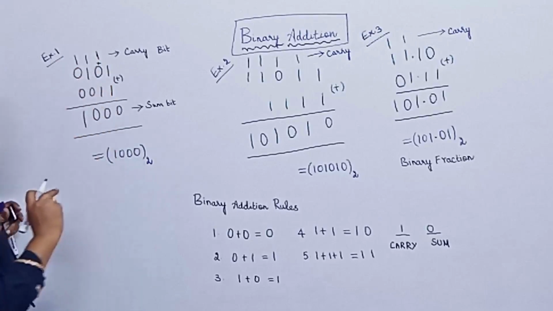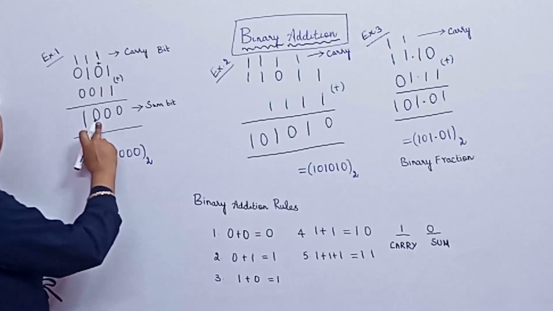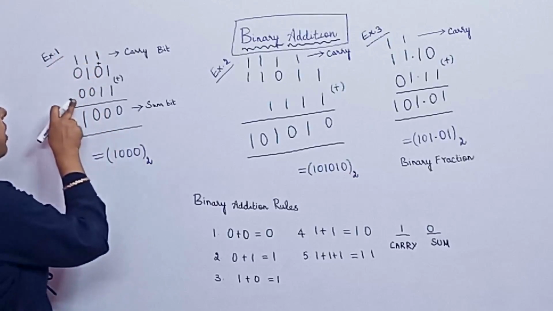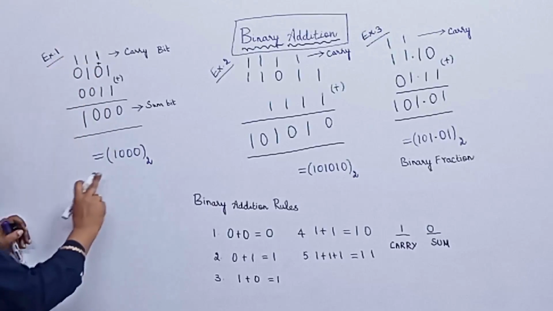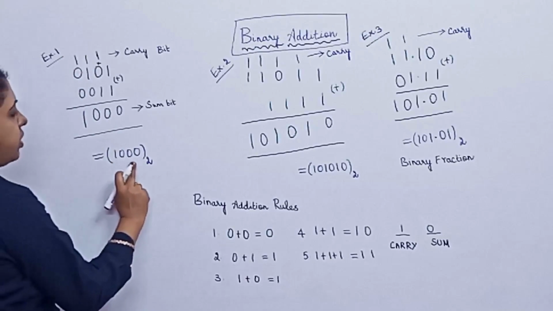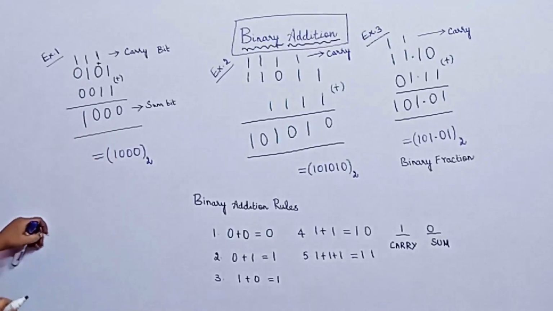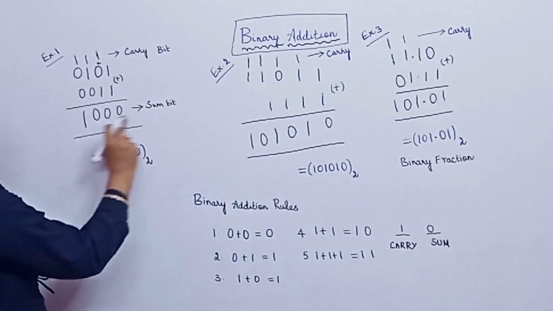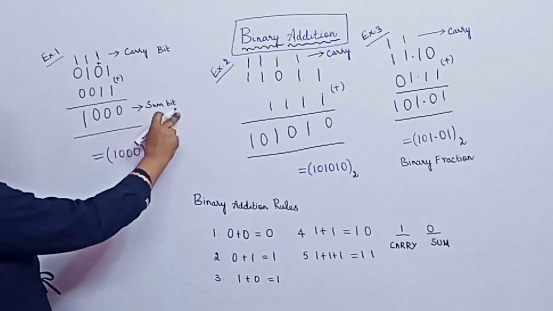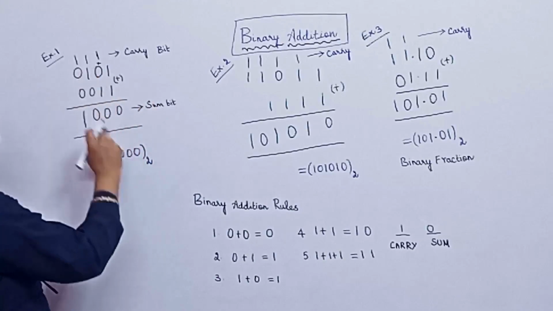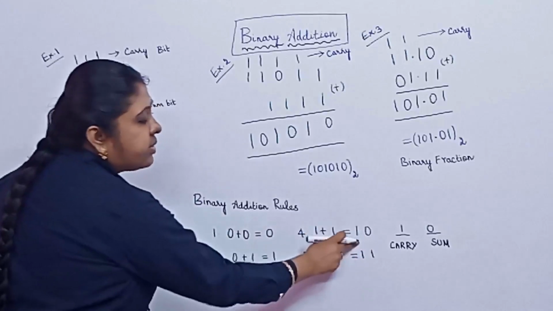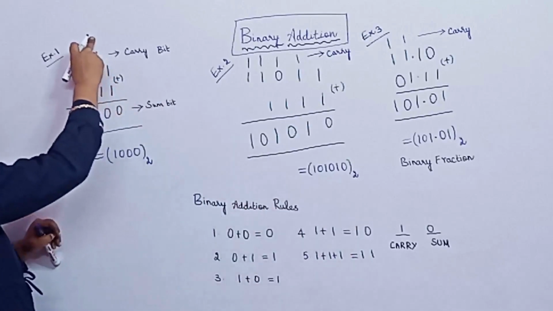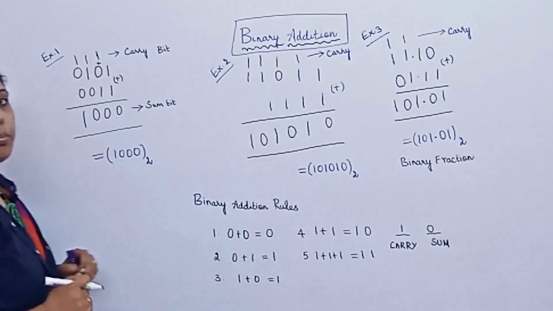Again 1 plus 1 is 2. For 2 it is represented as 1 0, so 0 here and 1 here. Now 1 plus 0 plus 0, so 1 is written. So the resultant value is 1 0 0 0. Now you will be clear about what the sum bit and the carry bit are. The result we get after adding the 2 numbers is the sum bit, and when the result is 2 bits, the next bit is taken over as a carry bit. So this is the first example.